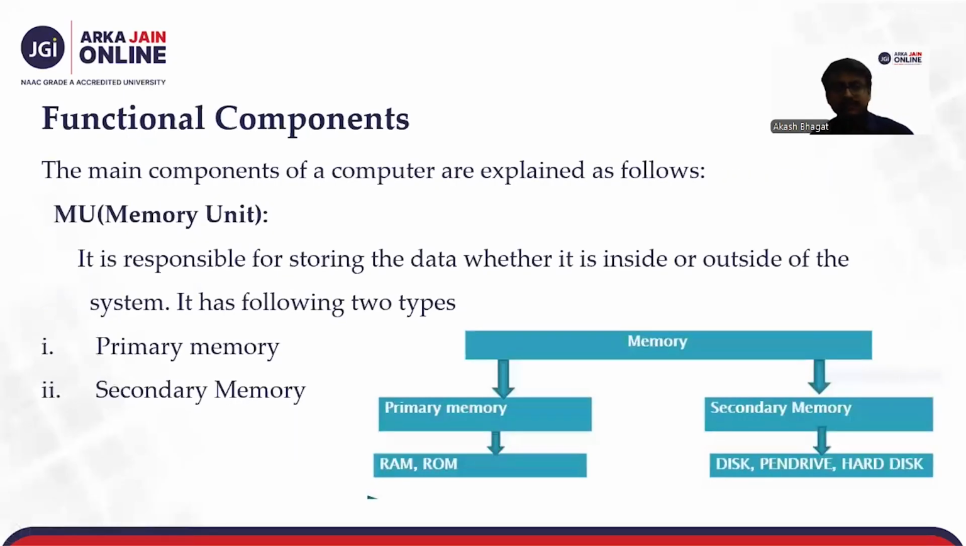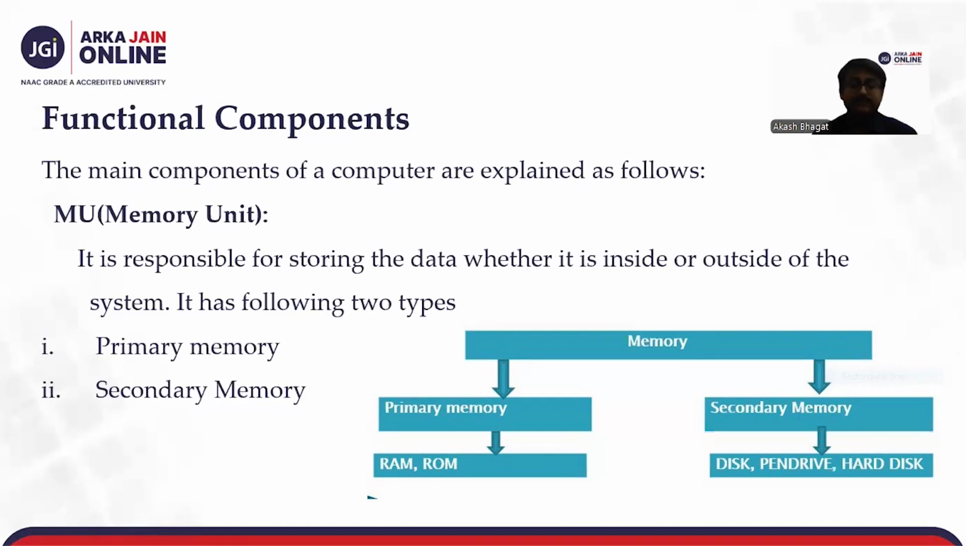Next, functional components. The main components in a computer are explained as follows. The memory unit, MU, is the most important component. It is responsible for storing the data, whether it is inside or outside the system. This memory is categorized into two categories. The first one is primary memory and the second one is secondary memory. In primary memory, we have RAM and ROM. In secondary memory, we have pen drive and hard disk drive.